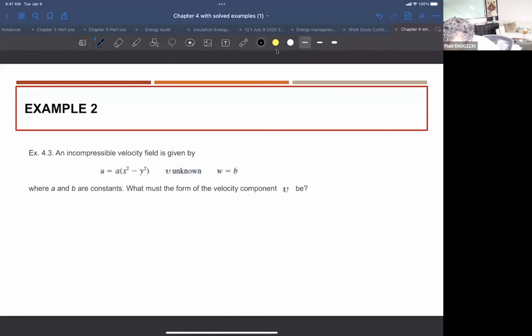Yeah, how can we solve this problem? He's giving you velocity components U and W, but V is not known, and he's telling you what V must be, right? First of all, in order for this to be an incompressible velocity field, what has to be satisfied in this case?